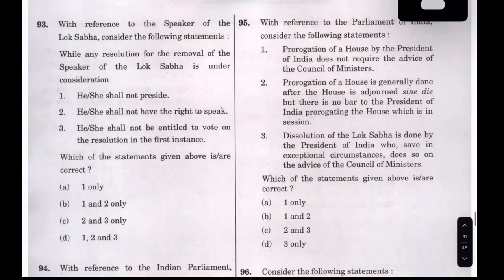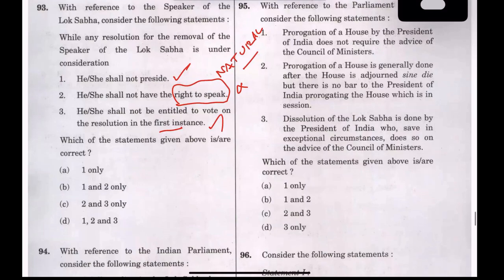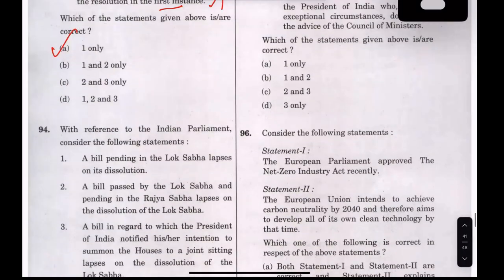Lok Sabha speaker, this is a direct question, not precise. Not have the right to speak? Everybody has the right to speak. It is natural justice. You cannot do that. You cannot stop that. This is not true. Shall not be entitled to vote on the resolution first incident. Actually, shall be entitled. The Lok Sabha speaker is a member of the parliament. So this is a direct polity question. This should have been taken.